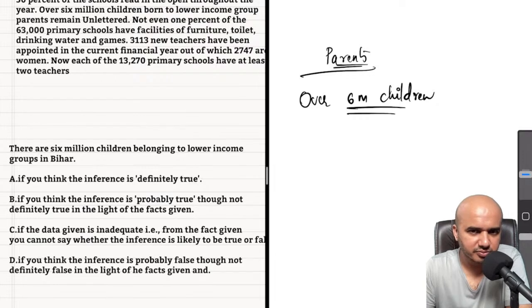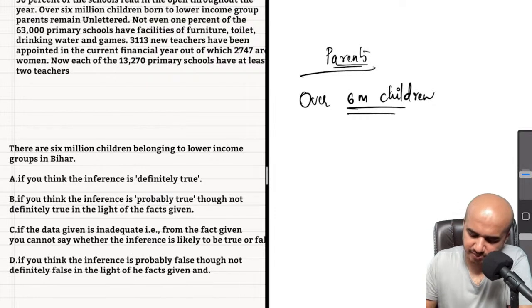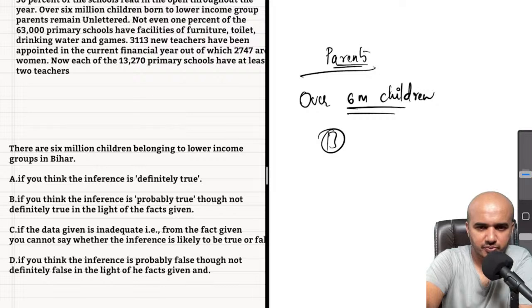For us to consider option A, it should be definitely true. If there are 6 million children, even if you consider one child per couple, you can say 6 million children, 6 million parents, but it might be more than that also, isn't it? So I would still go with option B, that is probably true, not definitely true.